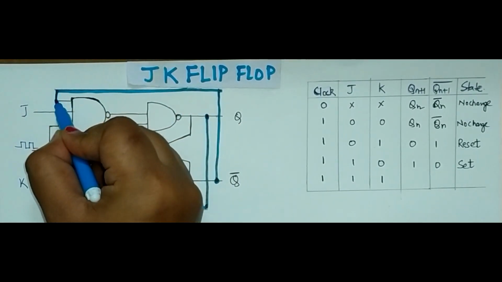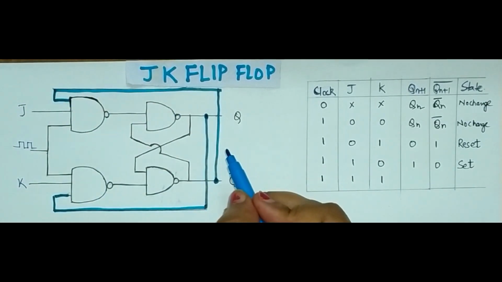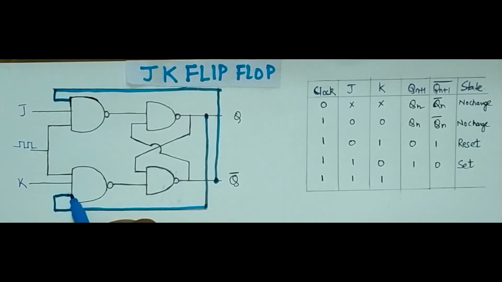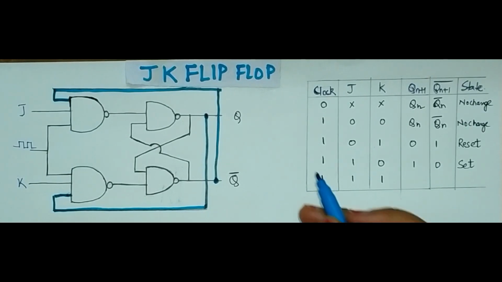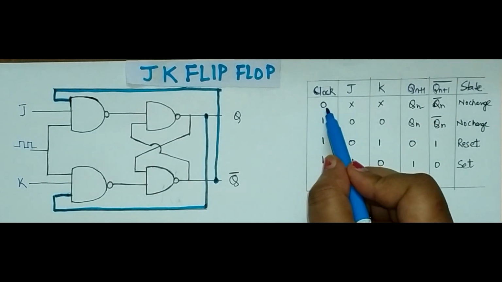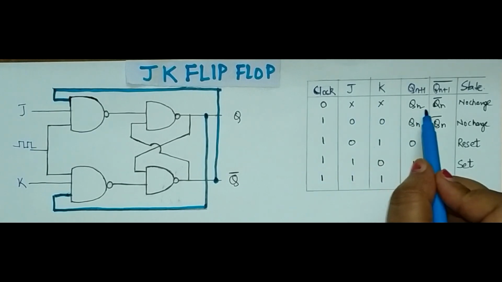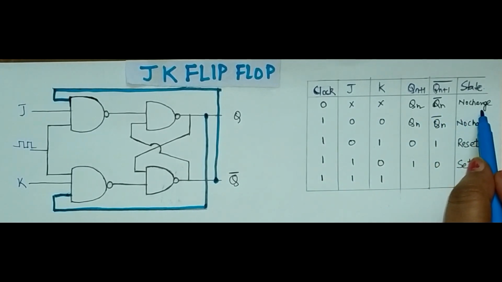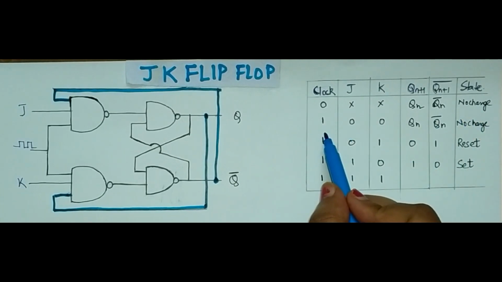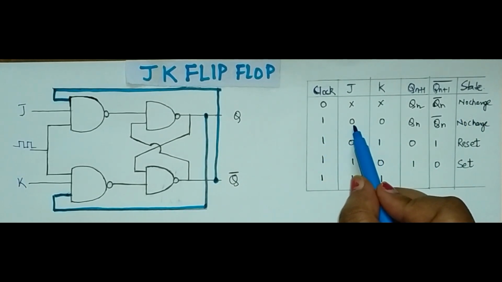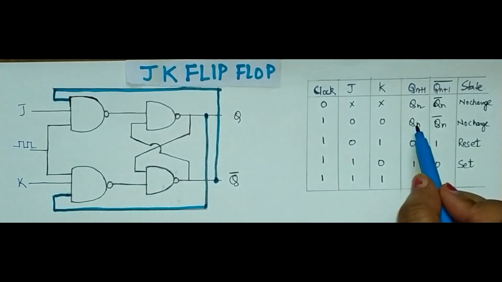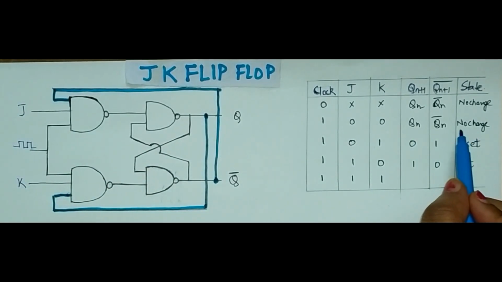This modification is required when I am changing an SR flip-flop to a JK flip-flop. Now let us see the truth table. The whole truth table will be exactly the same. When the clock is 0, there will be no change and it will be in the memory state. When the clock is 1 and J is 0 and K is 0, then again there will be no change.